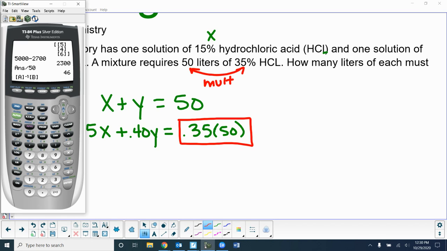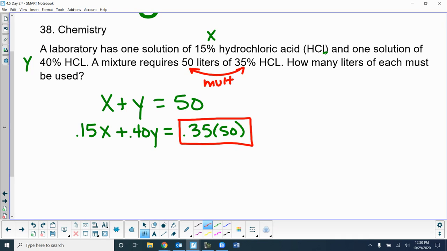So 10 and 40. All right, so what's that telling me? 10 of the 15% solution and 40 of the 40%, right? Okay?